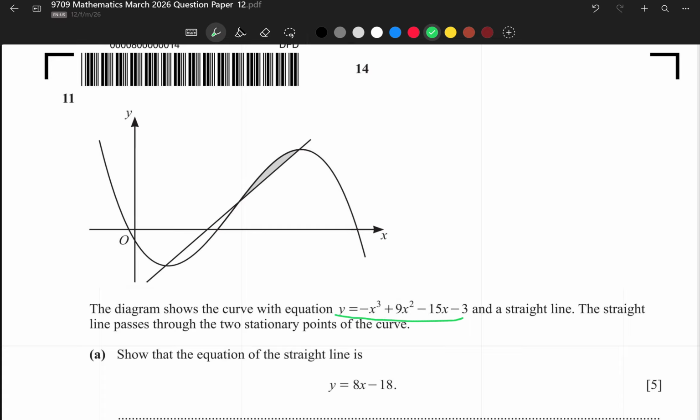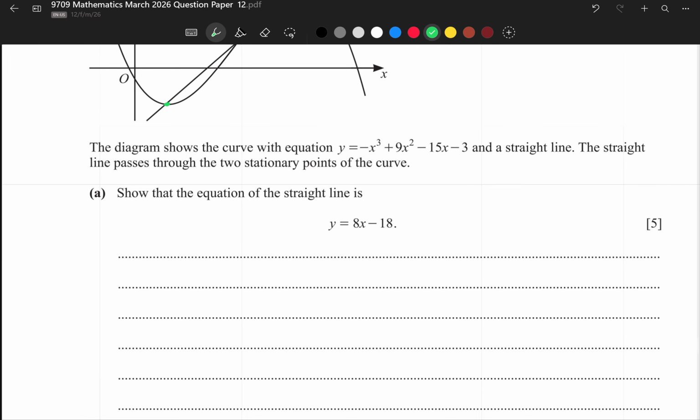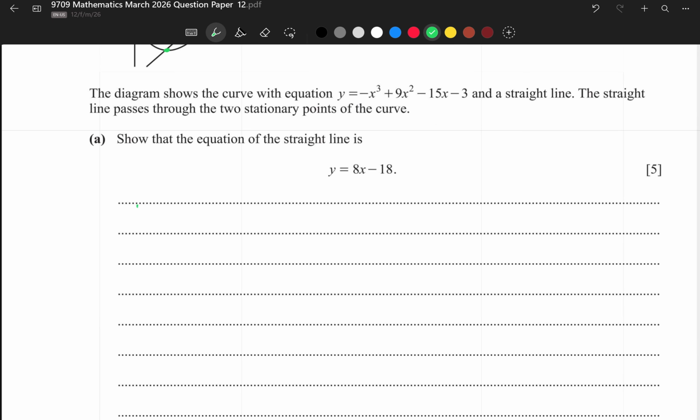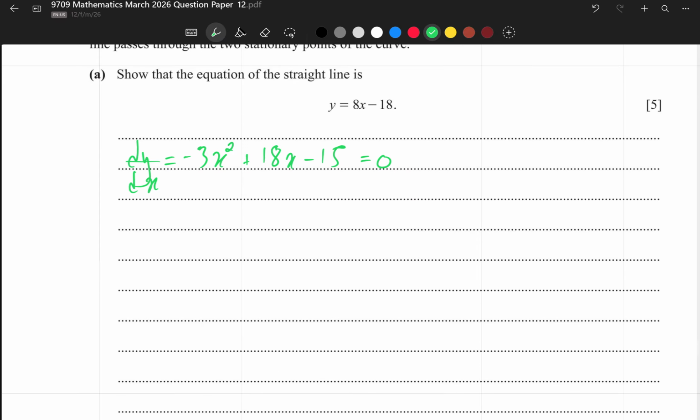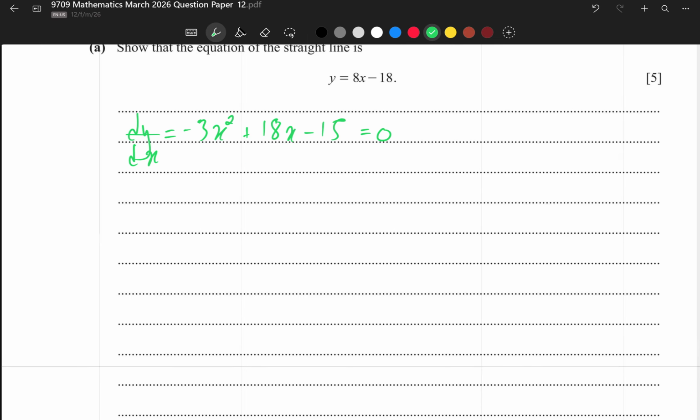So this is the equation of the curve, and its stationary points are those points where the line and the curve intersect. So we have to find the stationary points of the curve. For that we'll have to find the first derivative. dy/dx = -3x² + 18x - 15, and we have to equate it to 0. Now this is a quadratic equation and we'll get two values of x. So x = 5 and x = 1.